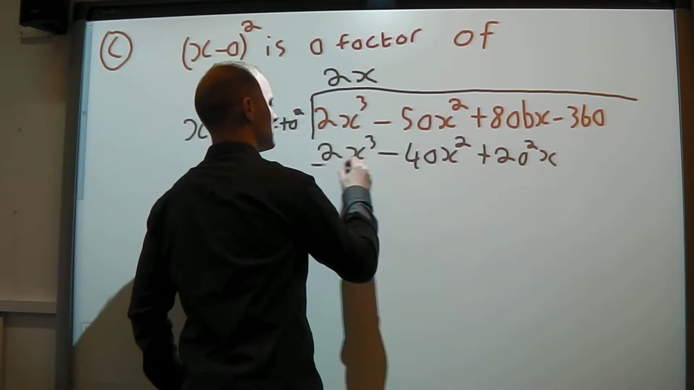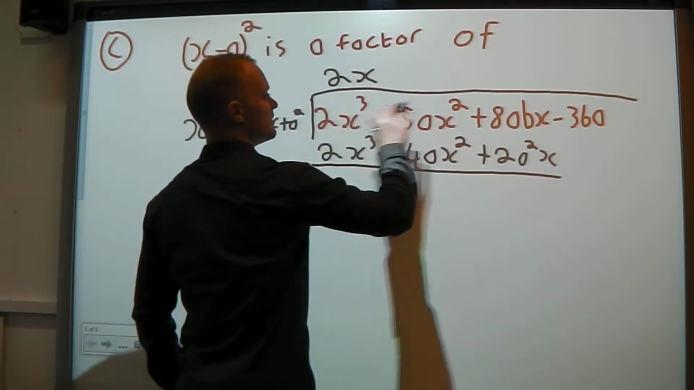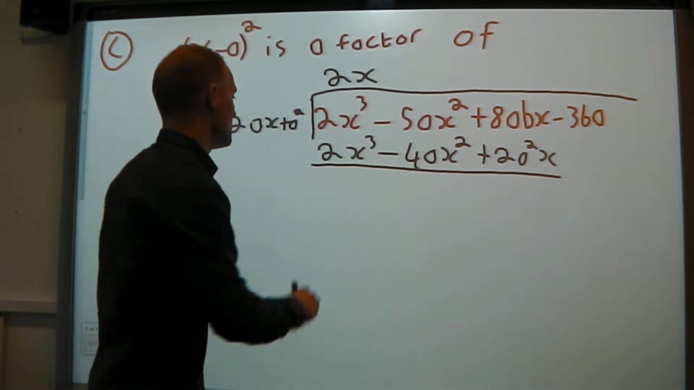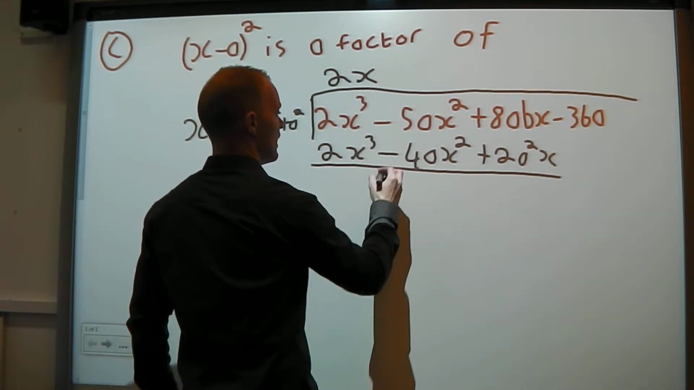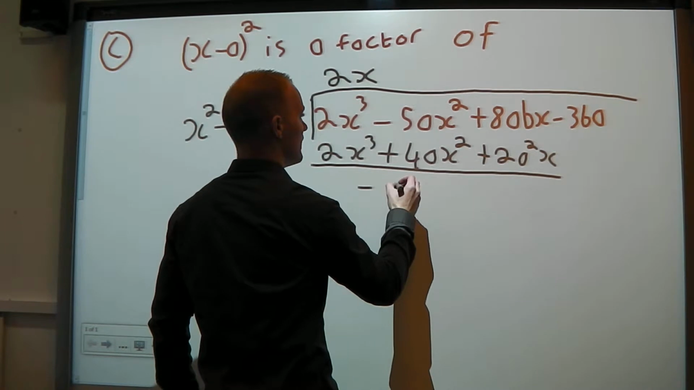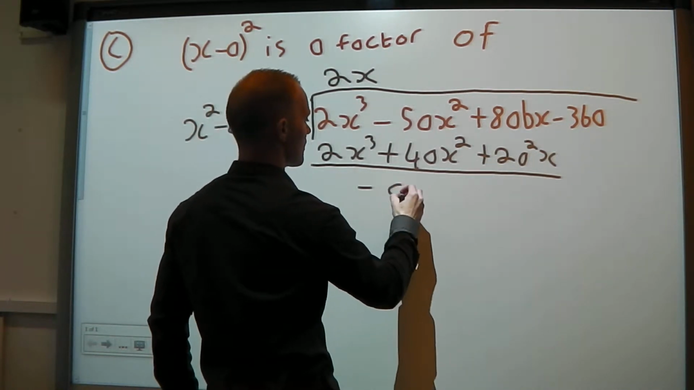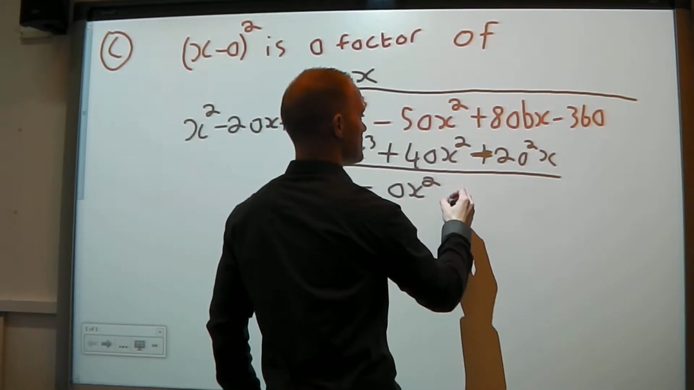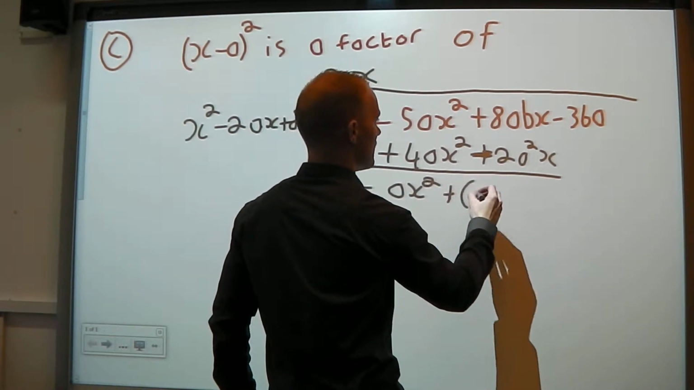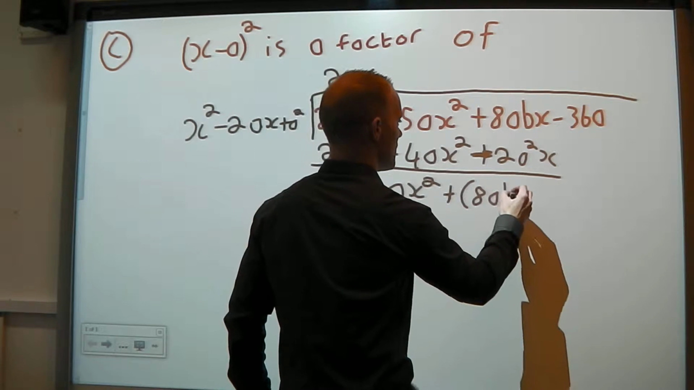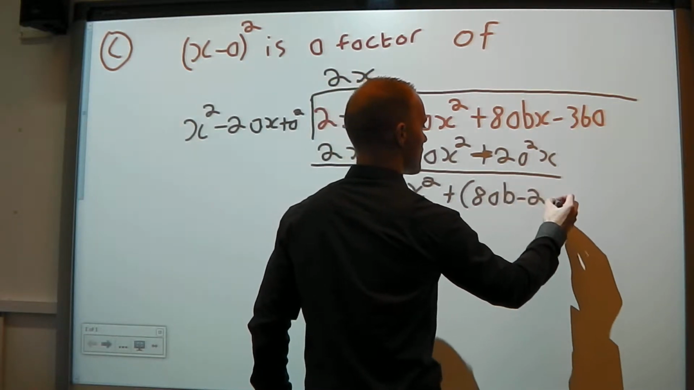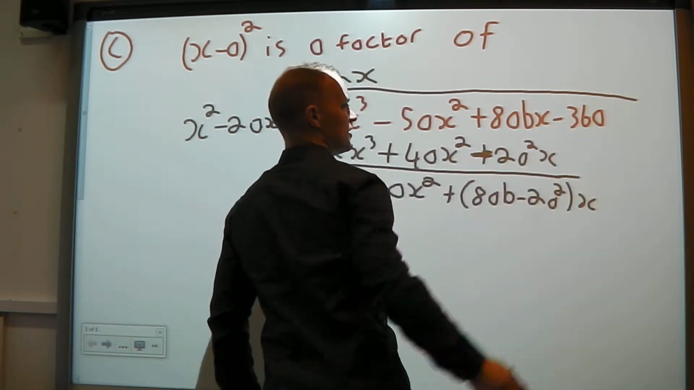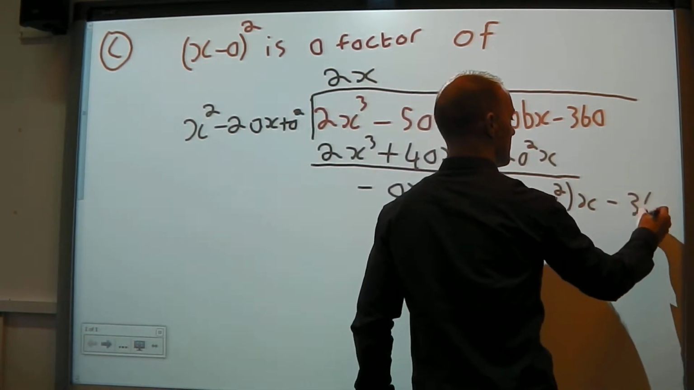And then we subtract. So we subtract the bottom line here from the top line. Now to subtract, we change the sign of every term in the bottom line. So that implies that that's equal to 0, and that's equal to negative ax squared, and that is equal to brackets plus 8ab minus 2a squared, times x. And then it's negative 36a, subtract 0, so just negative 36a.